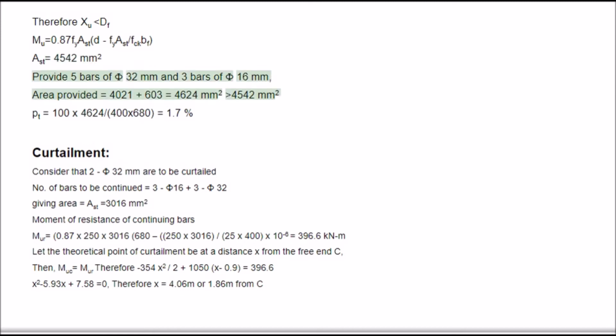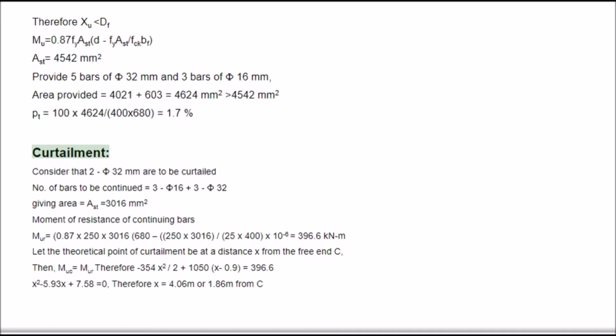Provide 5 bars of 32 mm and 3 bars of 16 mm. Area provided equals 4021 plus 603 equals 4624 mm², greater than 4542 mm². pt equals 100 x 4624/(400 x 680) equals 1.7%.